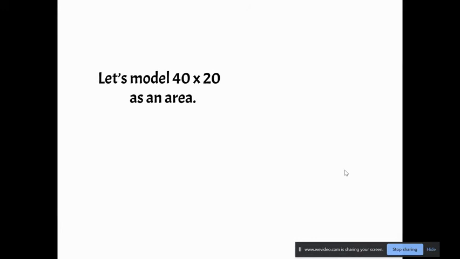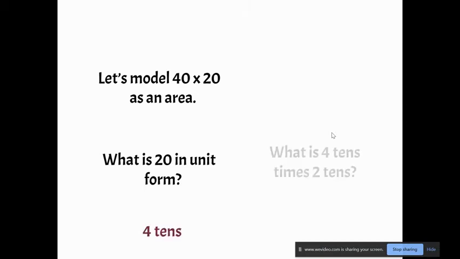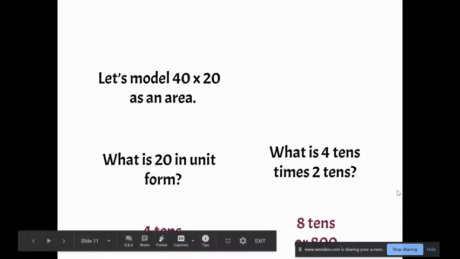Now let's try modeling 40 times 20 as an area. Now we know that we've been doing area in the first lessons of this module. So what is 20 in unit form? 20 in unit form is 2 tens. And what is 4 tens times 2 tens? That would be 8 tens, or 8 hundreds.